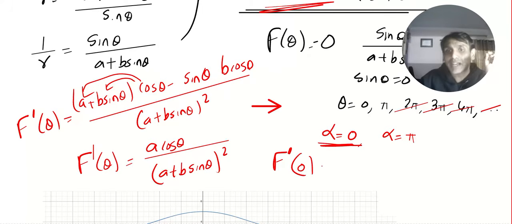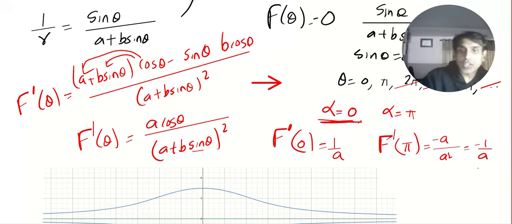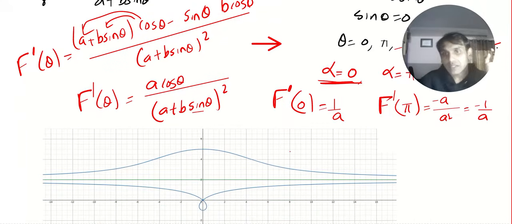We have to find the derivative value at all possible alpha values. So what is f' of 0? a cos 0. Cos 0 is 1. Sin 0 is 0. So I will get 1 by a. I'm skipping steps, but don't skip steps in your examination. f' of π. Cos π is minus 1. So I get minus a divided by, sin π will be 0, a square. So I get minus 1 by a. Now here we go, the last step.